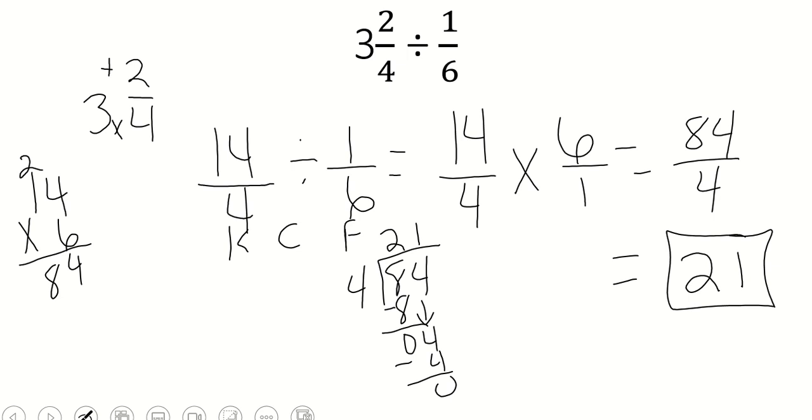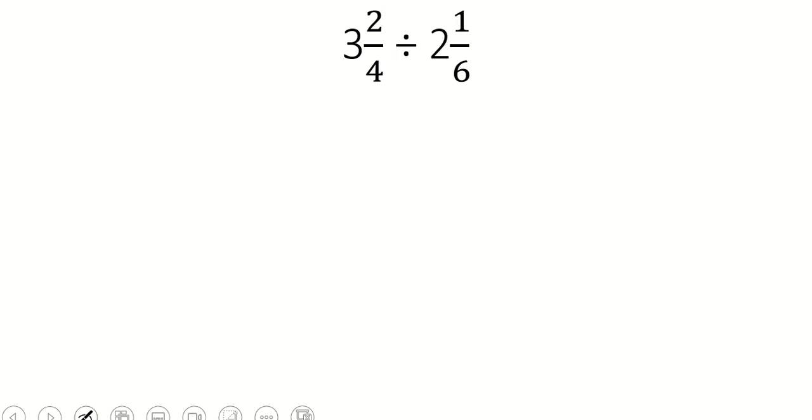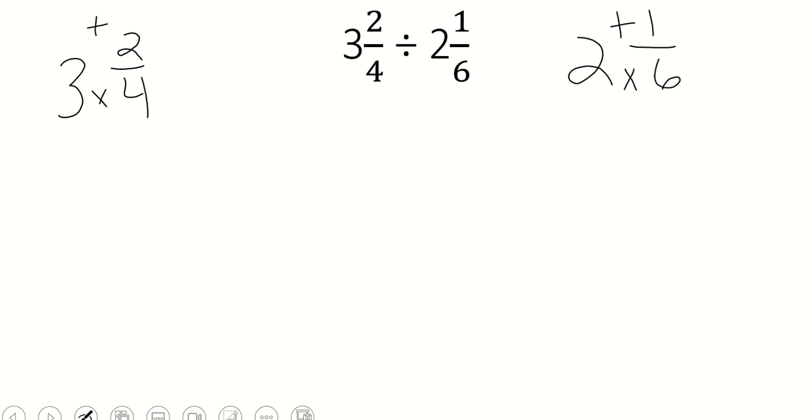Let's try one more. This time, both of my amounts are mixed numbers, so I need to change both of them to improper fractions. So again, you have plus at the top, times at the bottom.